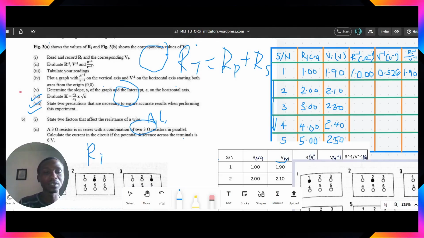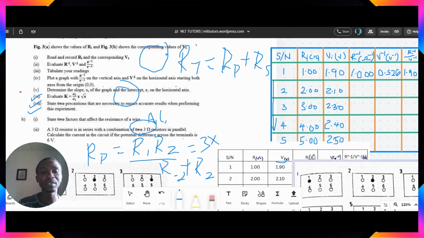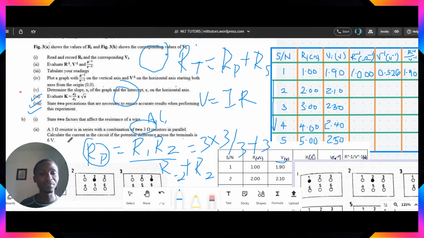So you can just say your RP will be R1 multiplied by R2 over R1 plus R2. That is the combined resistor. So that can just be 3 times 3 over 3 plus 3. So that gives you your resistance in parallel. Then your resistance in series, that's 3. So the value you get here, you add it together, that gives you the resistance total. Then use your formula that V is equal to IR. Ohm's law says V is equal to IR. And you already have the potential difference. Just make I the subject of the formula.